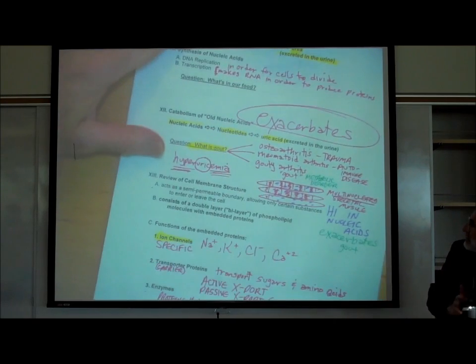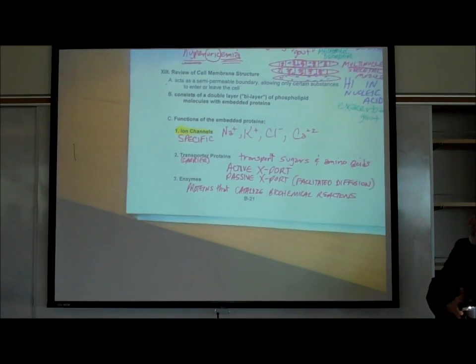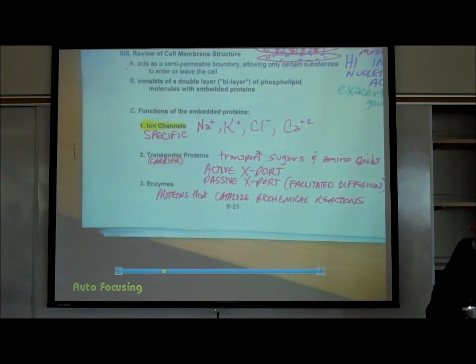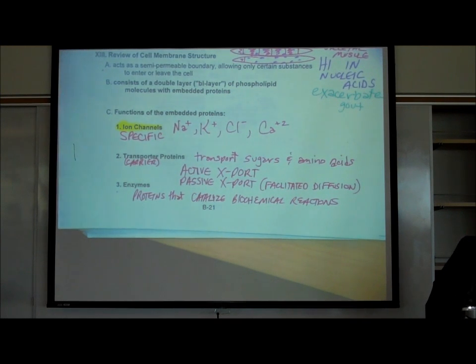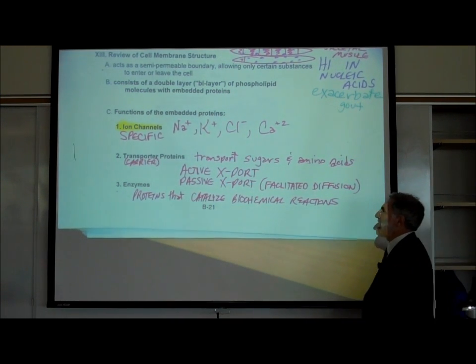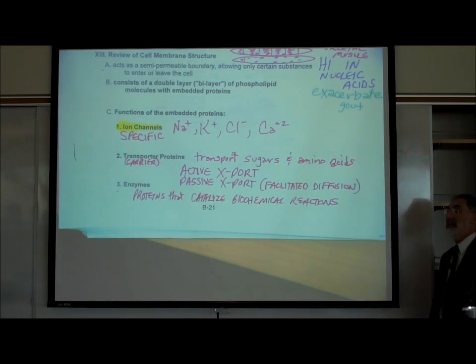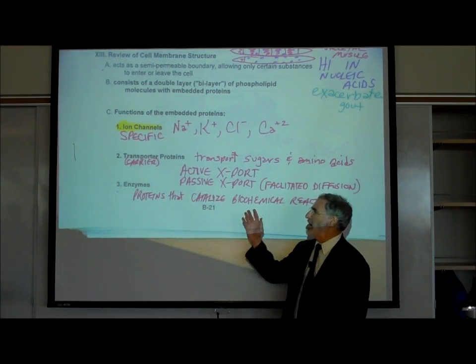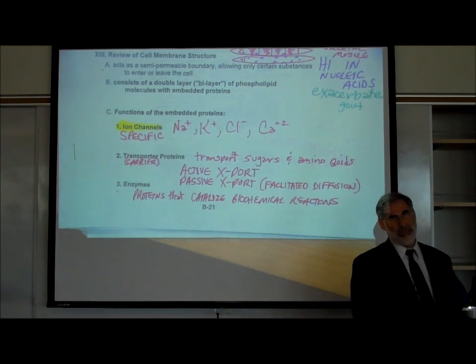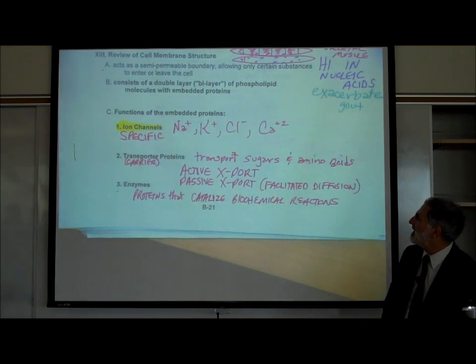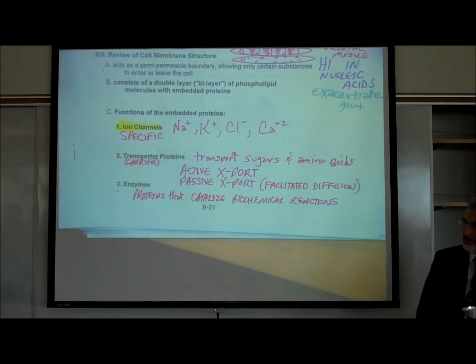Now, the next protein we want to mention, on the bottom of B21, are enzymes. Of course, enzymes are arguably among the most important proteins in a living thing, including us. They are proteins that catalyze biochemical reactions. There are thousands and thousands of different enzymes to catalyze thousands of different chemical reactions.